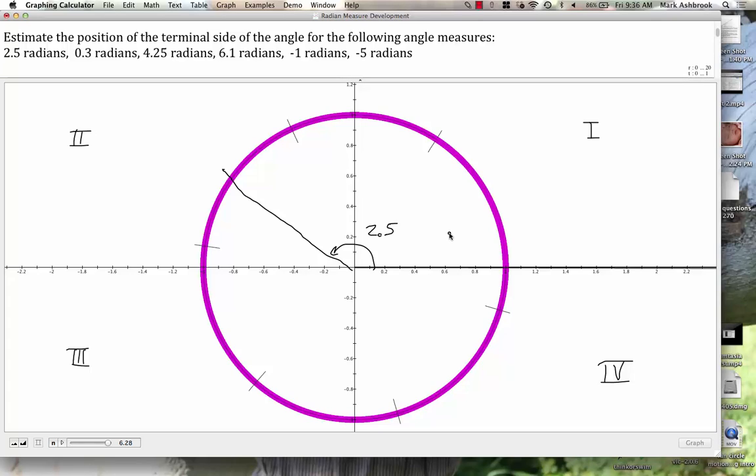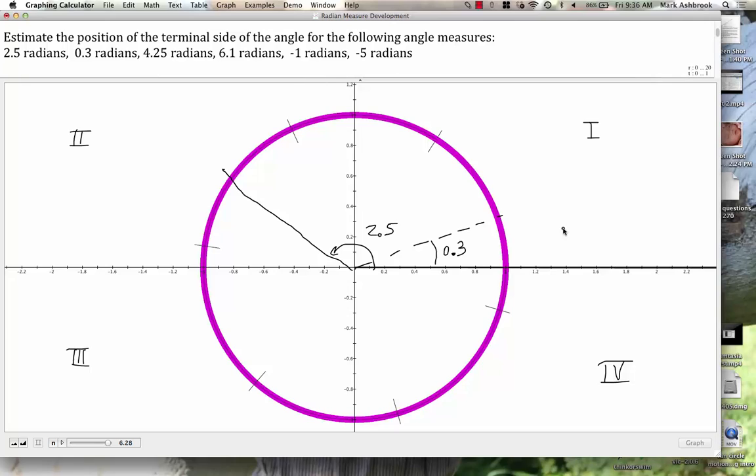Okay, 0.3 radians. Tyler. Just past the start. So, like here? Yeah, so 3/10 of the way up to 1. Like that. That's 0.3. 3/10 of 1 radius length.